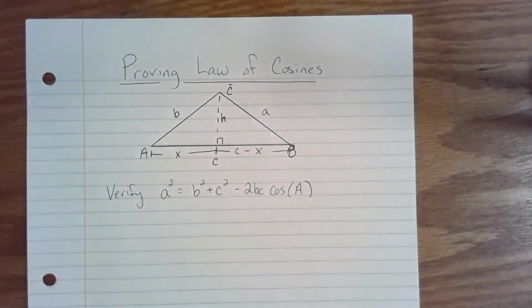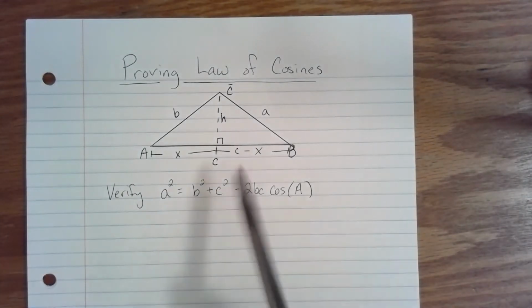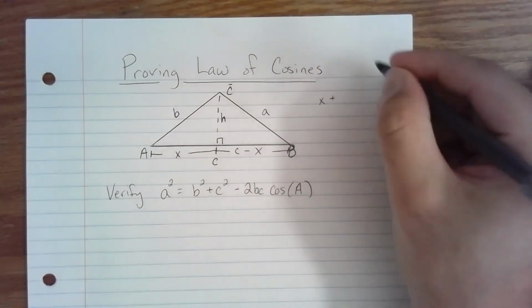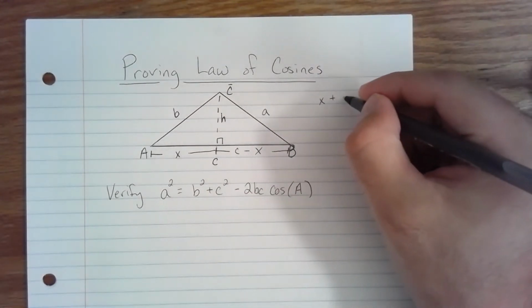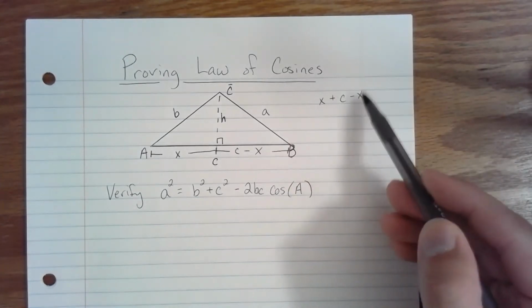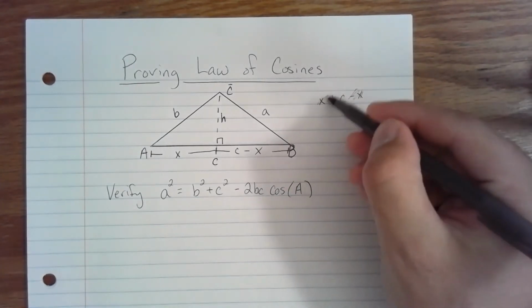So that's a little bit squeezed in there, but that's okay. So we have x plus c minus x. If you wanted to verify that, you could see that if I added the side length of x plus the length of c minus x, this x and this negative x would knock each other out, and we would get the whole length of c.